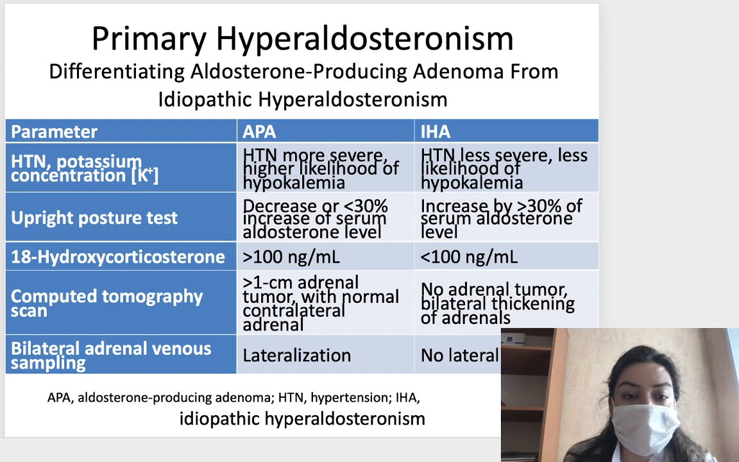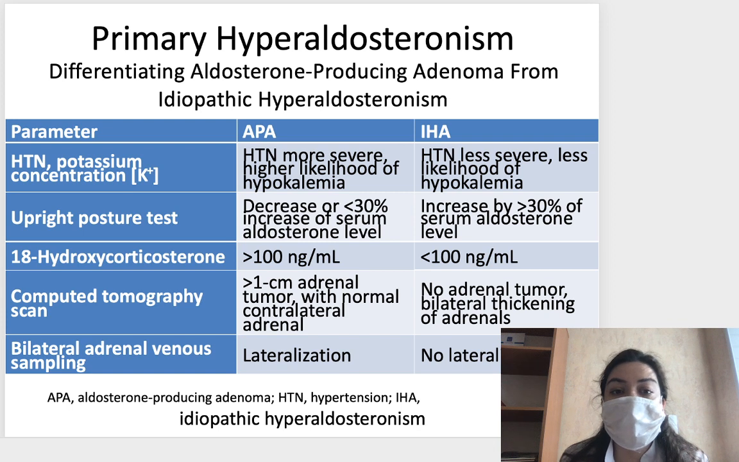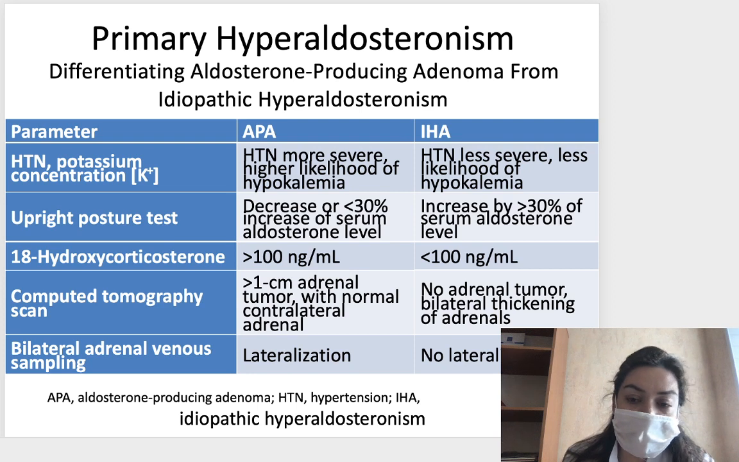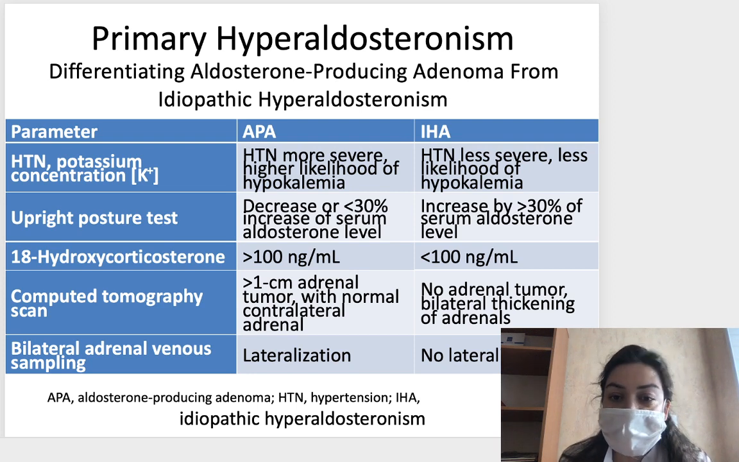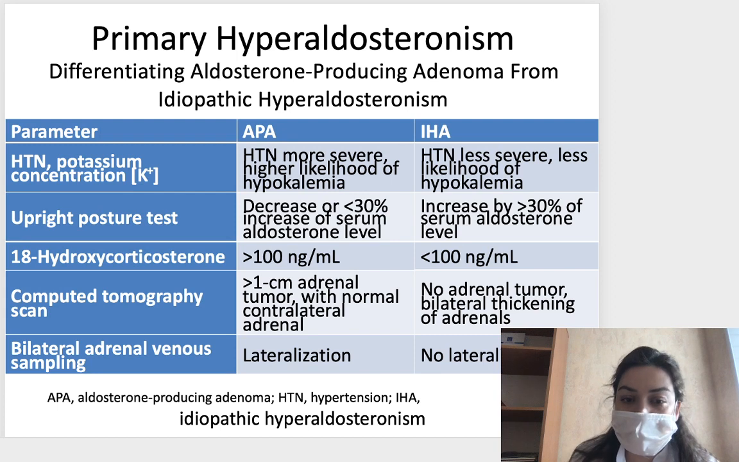For 18-hydroxycorticosterone, it is more than 100 nanograms per milliliter in adenoma and usually less than 100 nanograms in the idiopathic form. For CT scan, in adenoma we usually can find a tumor, and we don't find any tumors in idiopathic forms. And in bilateral adrenal venous sampling, we see lateralization for adenoma and no lateralization for the idiopathic form.